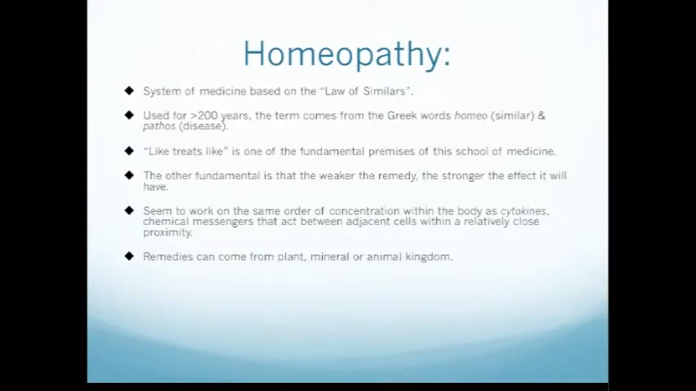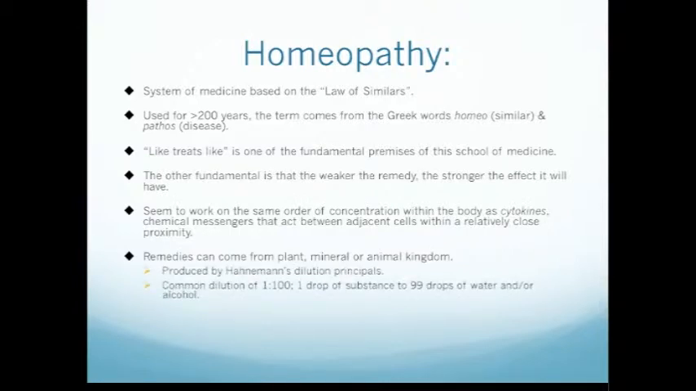Remedies can come from plant, mineral, or animal sources. They're produced by Dr. Hahnemann's dilution principles. A common dilution would be 1 to 100, 1 drop of substance to 99 drops of water, alcohol, or some other elixir. It can be further diluted by putting 1 drop of this substance into another 99 or 999, whatever the volume, to come up with a greater dilution, stronger effect form of a remedy.